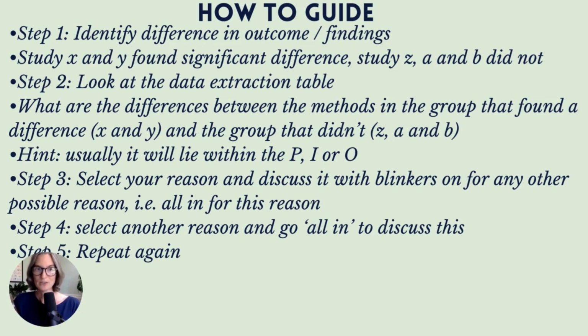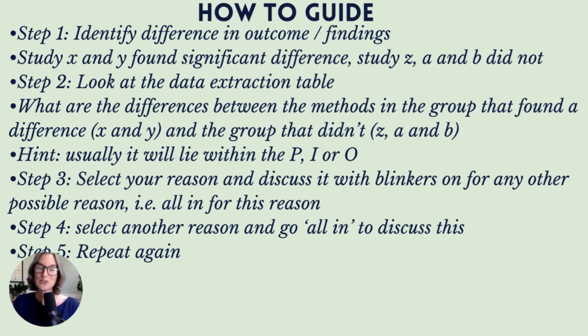Step 2, you're going to look at your data extraction table, also called your study characteristics table, and you're going to drill into that to try and see what were the differences between the methods in the group that found a difference, X and Y, and the group that didn't find a difference, study Z, A and B. And the hint with this, it will usually lie in the population, the intervention, or the outcome.